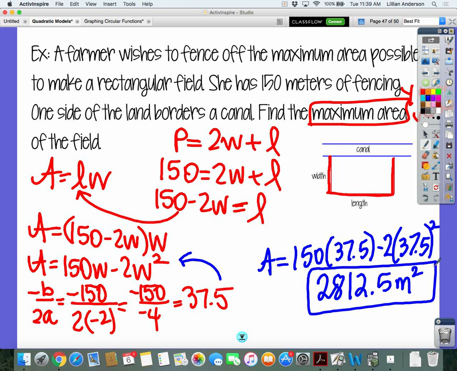If it asks us to find the dimensions that would maximize the area, well, we have our width already. That's what 37.5 represented. We would plug it into this equation up here to find the length. It didn't ask for that, but I was just going to the next step. So questions on this? Let's look at the next one.